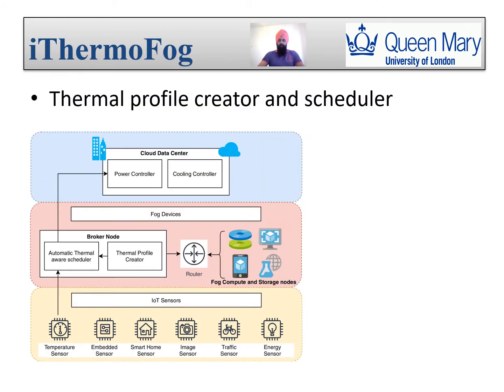The important part of this iThermofog model is basically the thermal profile creator and scheduler, which exists in the fog computing layer. To create a thermal profile of the cloud data center, we use the popular AI technique of formulating the temperature as a Gaussian mixture model, that is GMM, of different task and cloud host parameters. We model the temperature as a Gaussian variable of the task and host parameters using genetic-based expectation maximization algorithms.